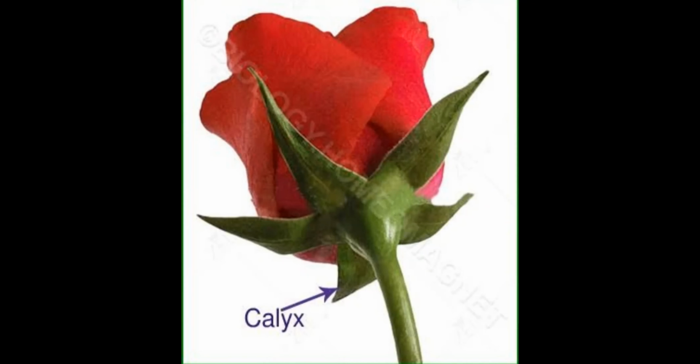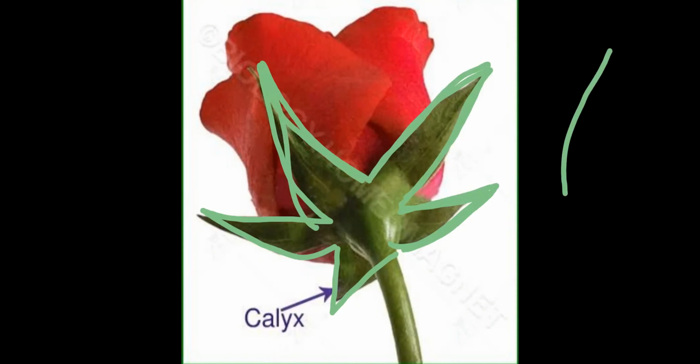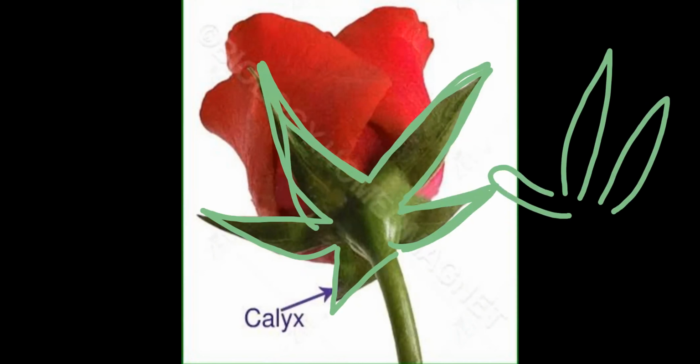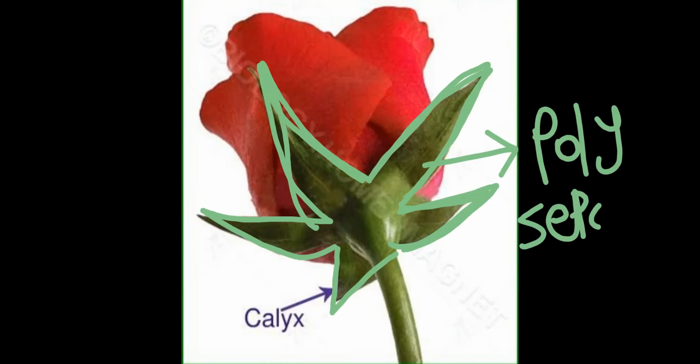So now, calyx. If we can make out over here, one sepal, second, third, fourth, right? They are actually separated. Each and every unit of calyx, that's the sepal, is separated from each other. Individual sepals we can observe. So if sepals are free from each other, that condition we call polysepalous.